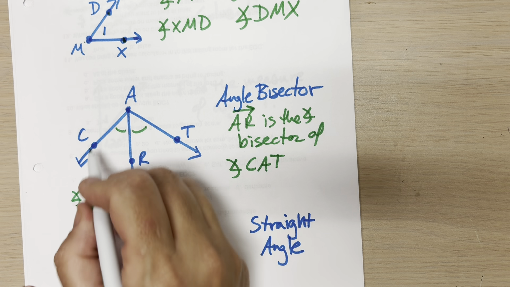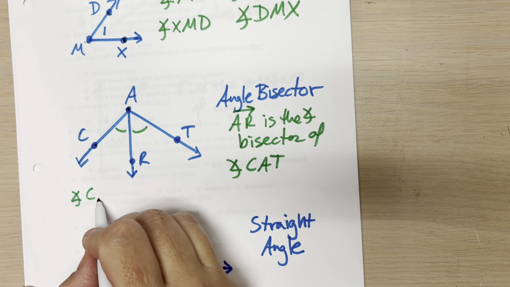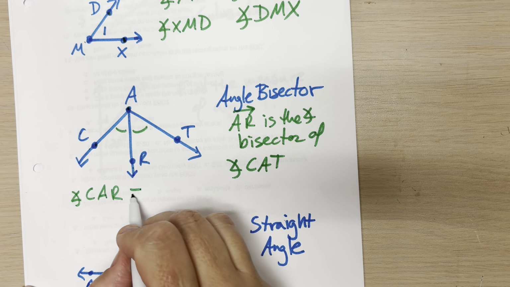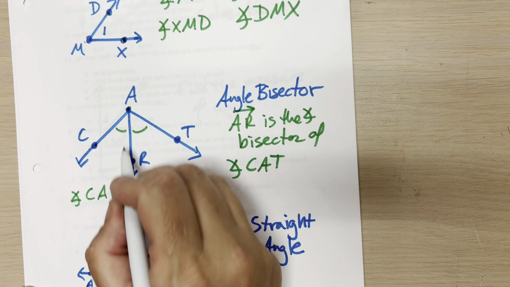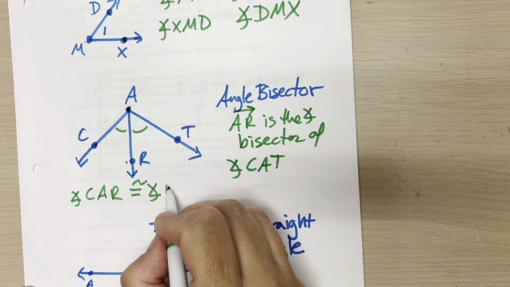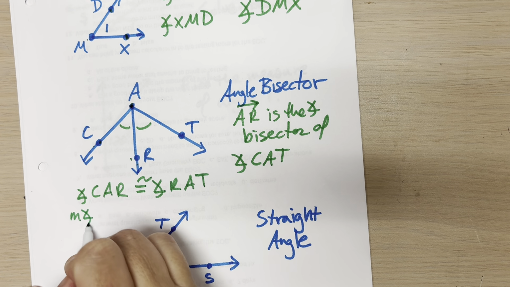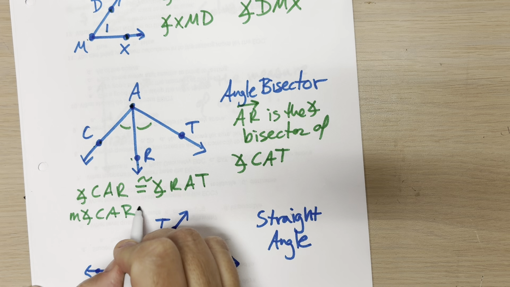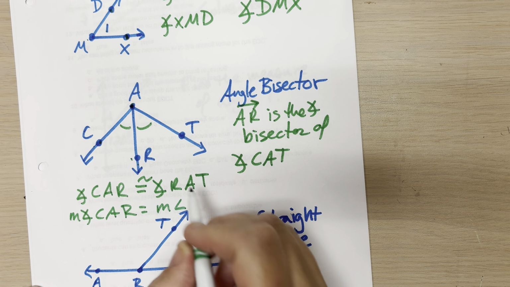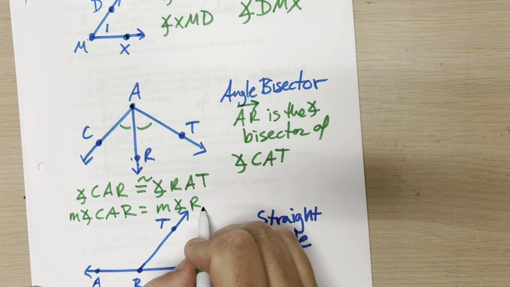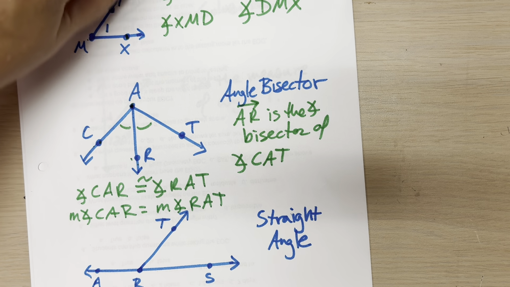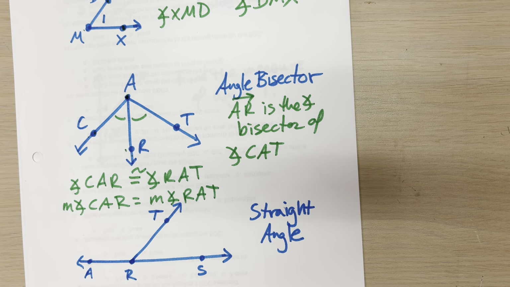So angle CAR is congruent to angle RAT. We can also say that the measure of this angle is equal to the measure of the other angle. So geometry is very precise in the types of symbols that you use.